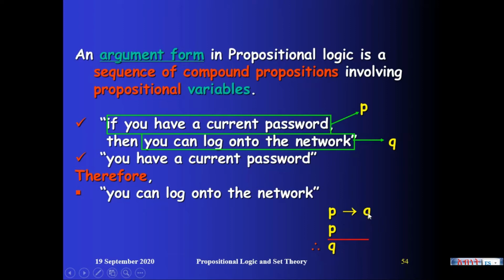Now, P implies Q is capital P1, and P is capital P2. If we have others, capital P3, capital P4, we continue up to Pn. But the last one is called the conclusion. This is capital Q. So P implies Q and P are hypotheses or premises. And this is the conclusion.